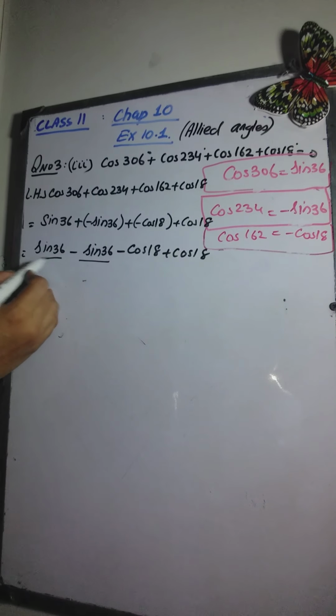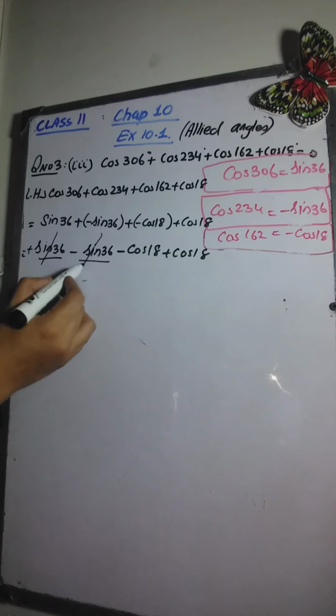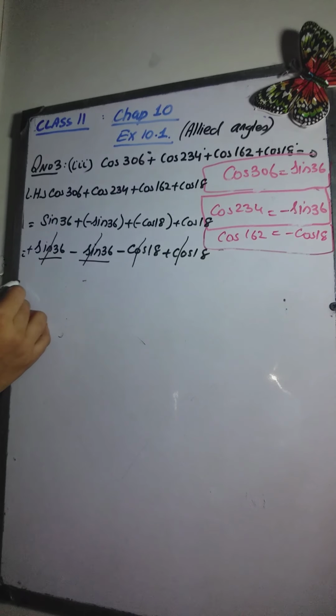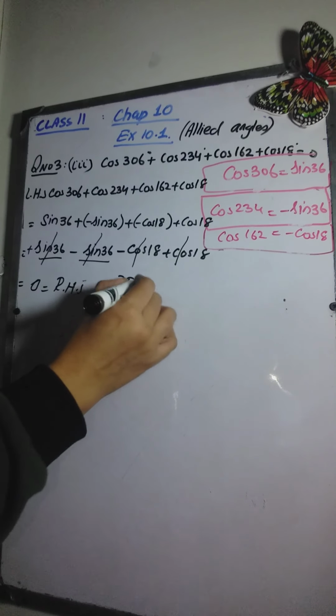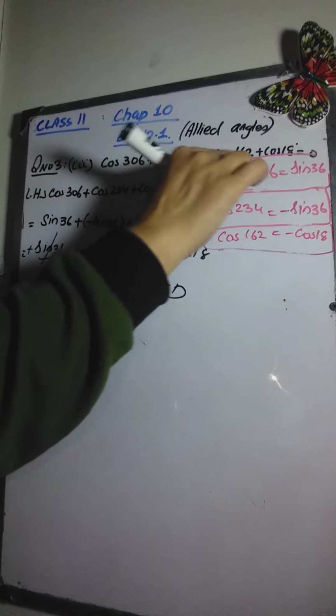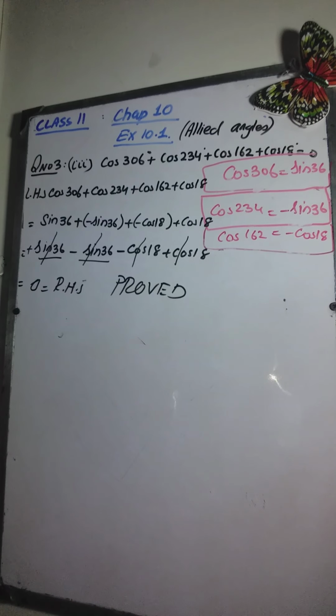Now these are two same values having opposite signs, so they will cancel out each other, same as here. So we are going to get the result 0, which is equal to the right hand side, and this is what we needed to prove. So we proved this expression to be equal to 0 with the help of the concept of allied angles. Now let's move to the next question.